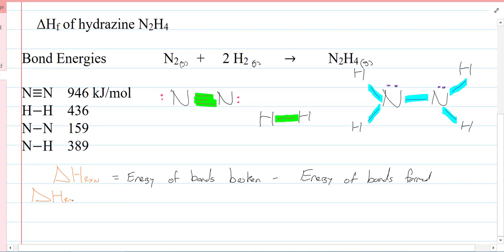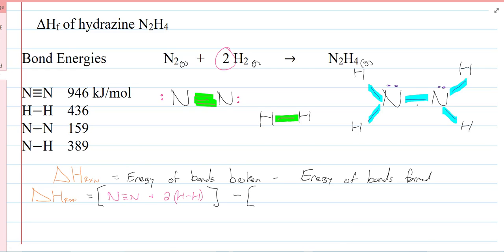Delta H of my reaction will equal bonds broken. Well, it looks like I have NN triple bond, and I have 2, because there's a 2 here, 2 HH. Bonds formed. Looks like I have 1 NN and 1, 2, 3, 4 NH. So there are my bonds broken minus my bonds formed.